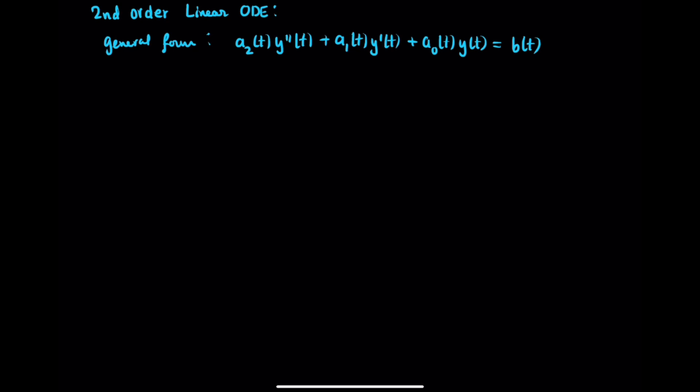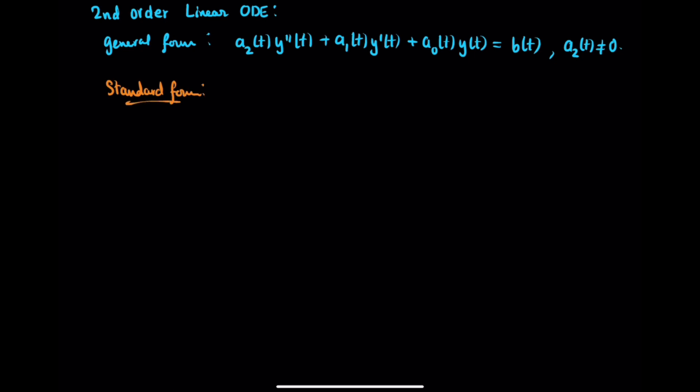And I should also note that a2(t) must not equal 0. Otherwise, you'll get a first order linear differential equation. Okay, so with that in mind, I can divide everything by a2(t), and that will give me a standard form.